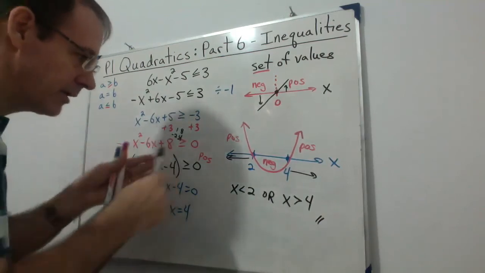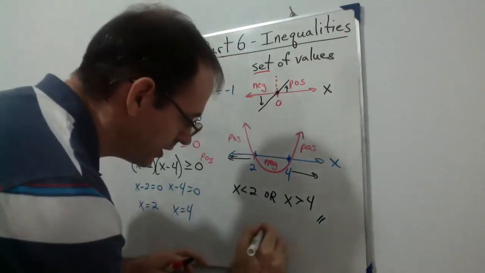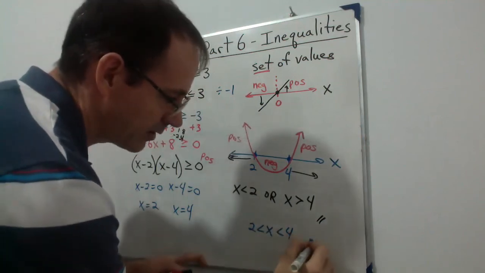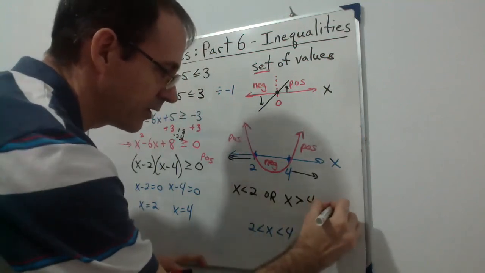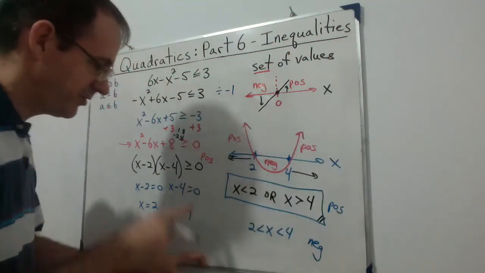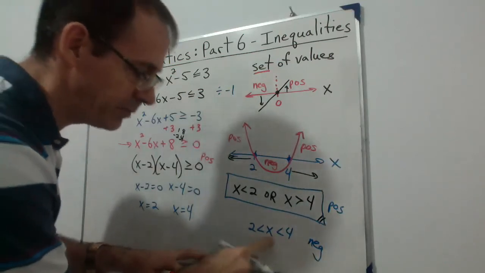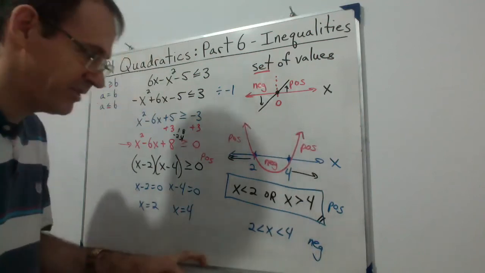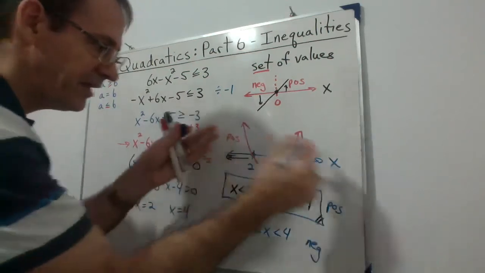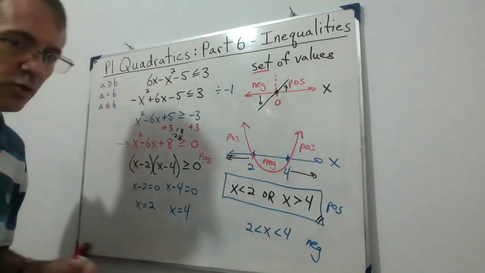Again, if we were looking for the negative section, then you could put x between 4 and 2 like this. If it were looking for the negative, but we are looking for the positive set, so this is our answer. This is just if you were looking for the negative set. This is an and statement. You can be less than 4 and greater than 2 at the same time. This is an or statement. You're either greater than 4 or you're less than 2. These are the values, the set of values that will satisfy our inequality.